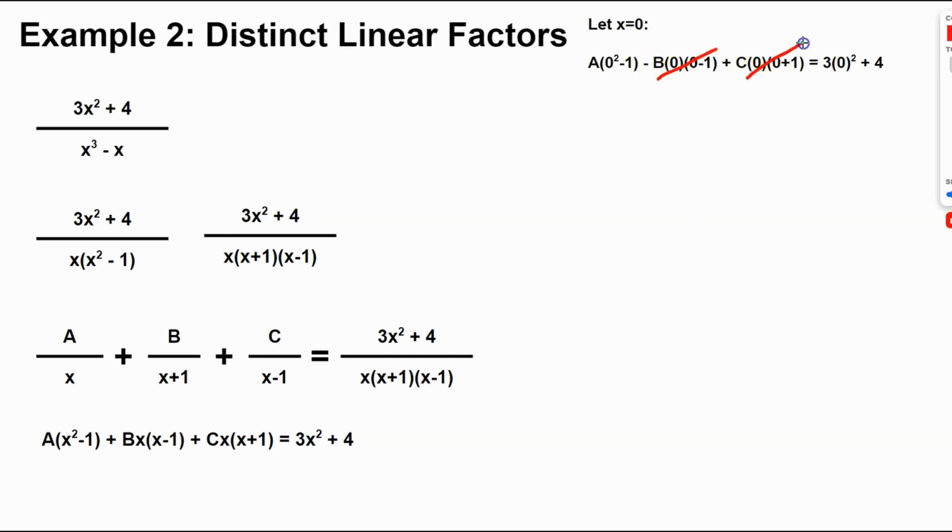B and c, both of those terms get washed out, and we're left with a and the right side of the equation. We're left with negative a is equal to 4. We're looking for a, so a is equal to negative 4. Now how do we find b and c?